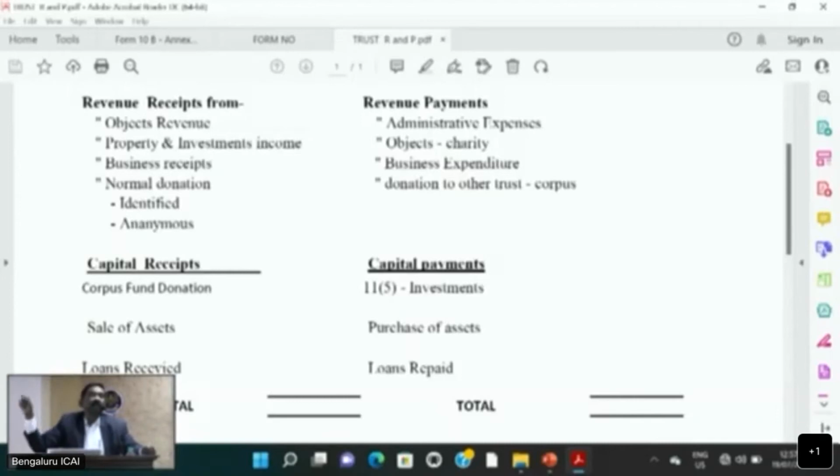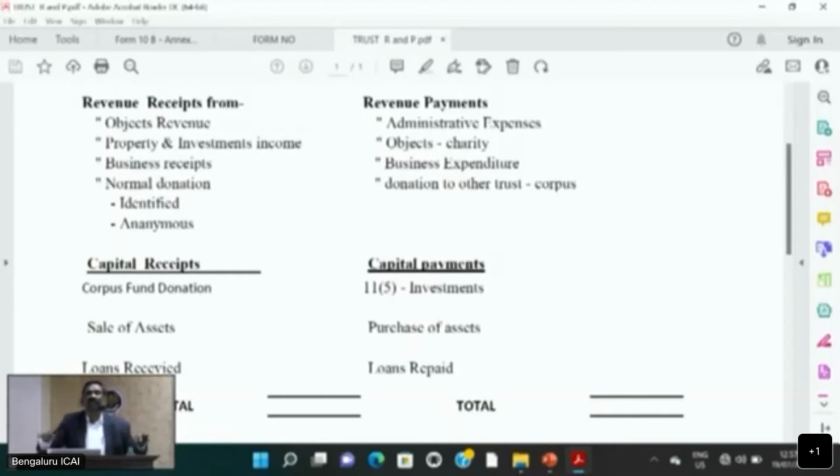Second rider, the last year 2021 Finance amendment. In the year subsequently, if you make good that 11(1)(d) direction, because they are corpus fund donations, the donor said, don't use it for revenue expenditure, keep it as an FD. But I could not. I passed a resolution.